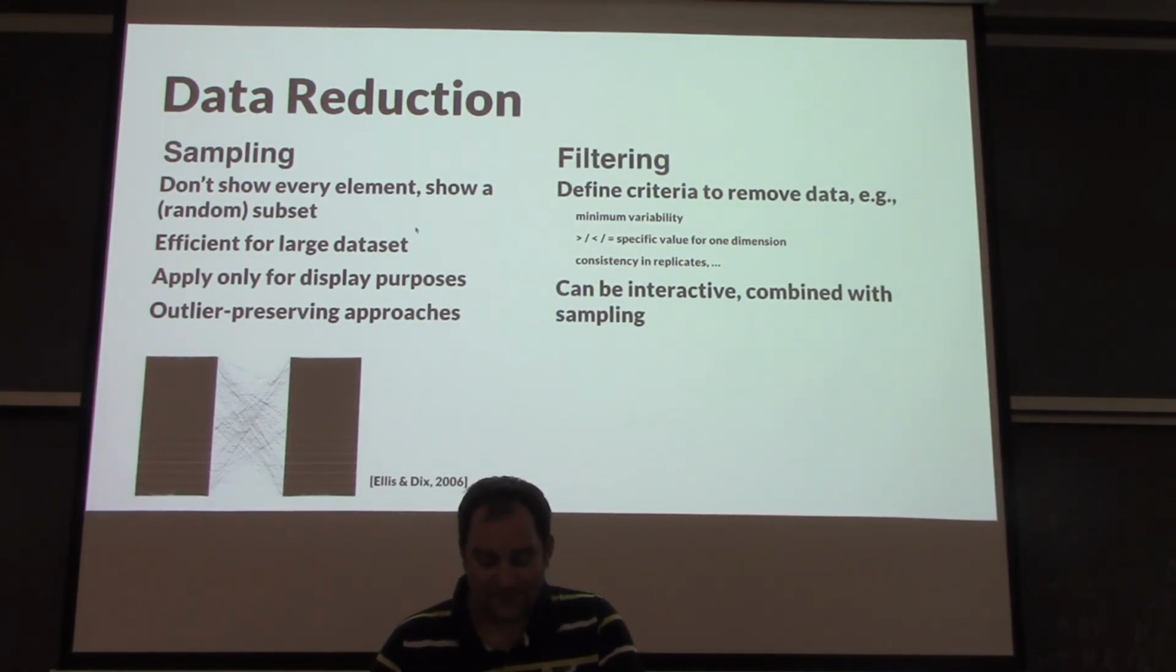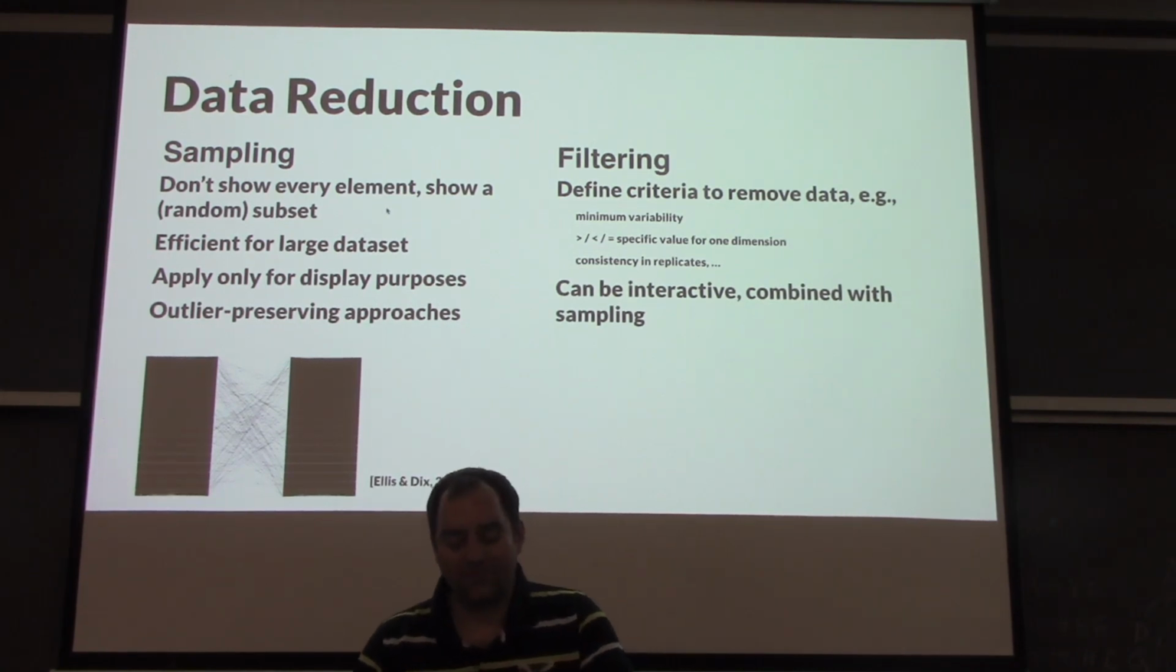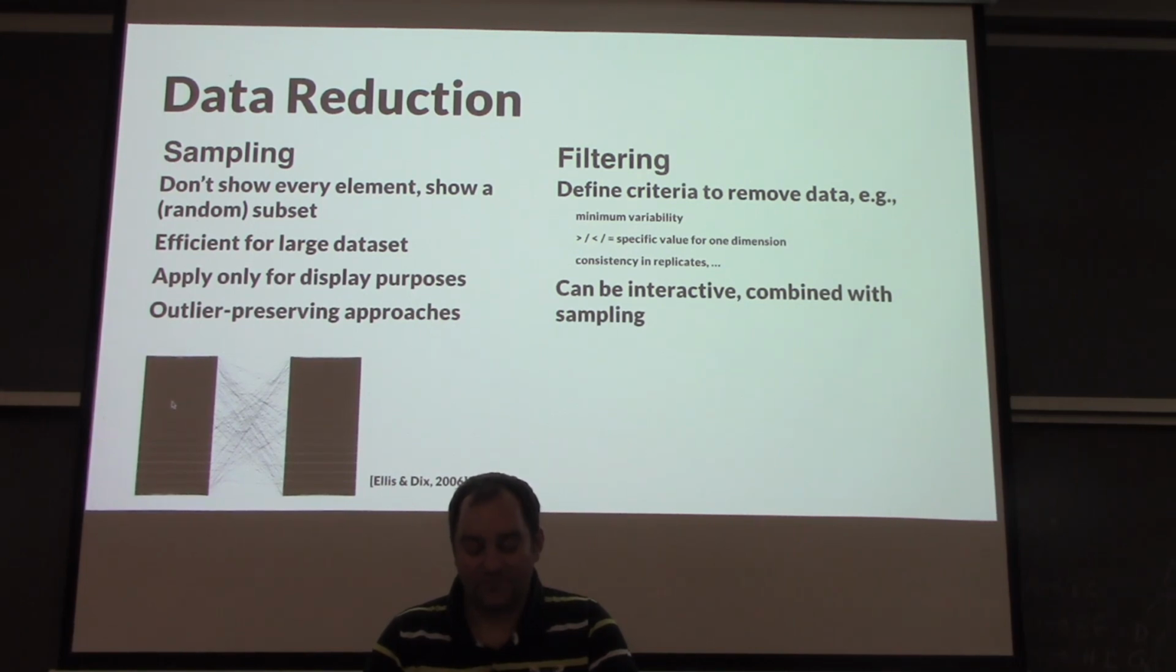I talked a little bit about this. Here is an example for sampling. One approach to reduce data is to not show every element, but show some random subset. This is from a paper. This is the same data set. In the one case, it's not sampled and you can see only black, and in the other case it's sampled and we can see the trends in here.